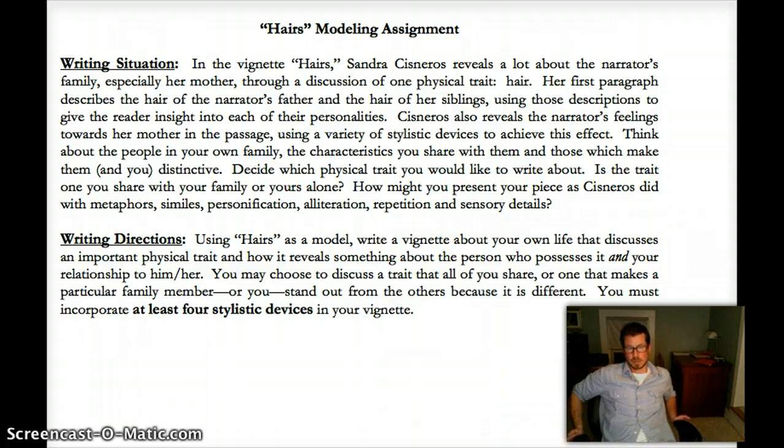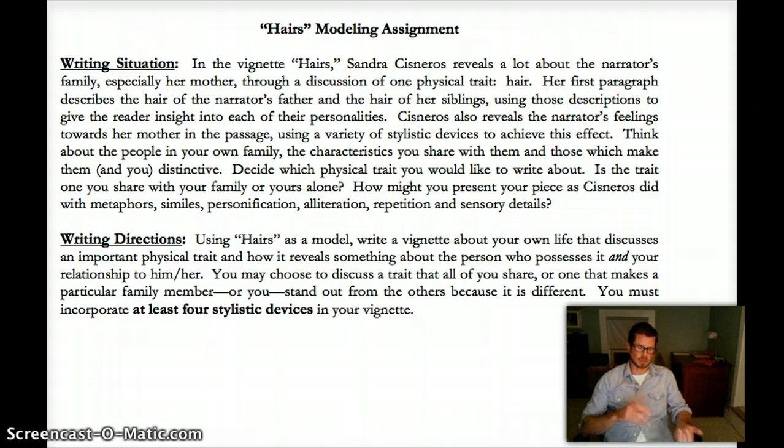So essentially you're modeling the writing of Sandra Cisneros, and as a writer you're trying to take her style, absorb it, and mix it with your own, and really push yourself and stretch yourself in a new direction, specifically working with the stylistic devices, which we'll go over in a moment.